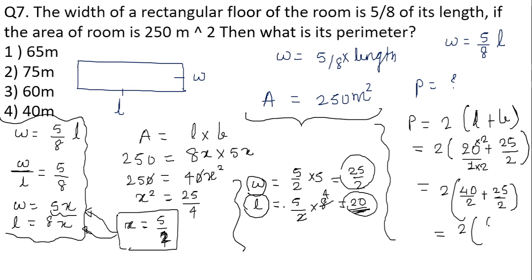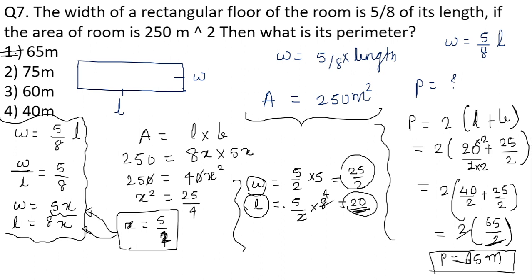2 into 65 divided by 2, that is 65 meters, is the perimeter of the given rectangular field. Got it? A simple question, a very simple question. You might be finding it quite lengthy, but it is not. I have just explained the whole process.